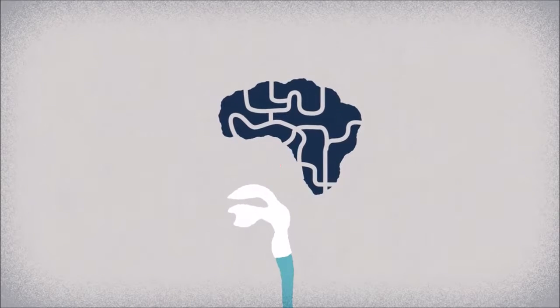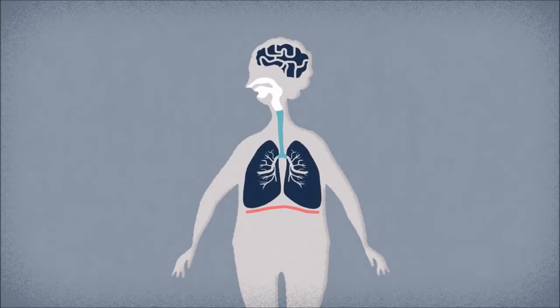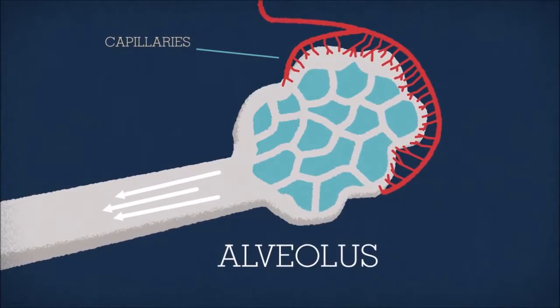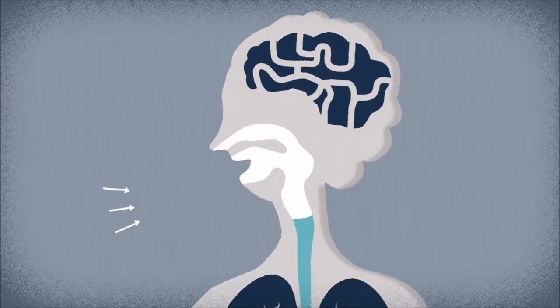But what do our lungs do with all that carbon dioxide? Exhale it, of course. The autonomic nervous system kicks in again, causing the diaphragm to ball up and the intercostal muscles to relax, making the chest cavity smaller and forcing the lungs to compress. The carbon dioxide-rich air is expelled, and the cycle begins again.